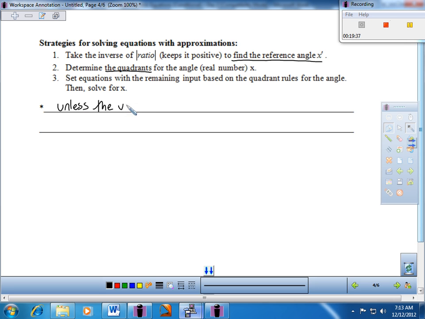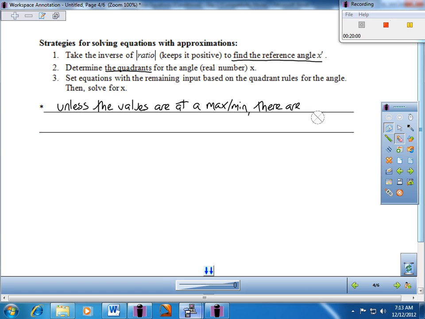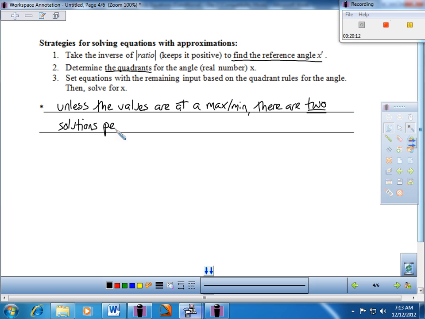And so here's what I would say. Unless the values are at a max or a min, you can kind of think of that sinusoidal wave, unless we're at a max or a min, and this is the key, everyone, and I hope you've been seeing this now for the last day and a half or so, there are 2 solutions per cycle. So maybe the calculator at most will give us 1.